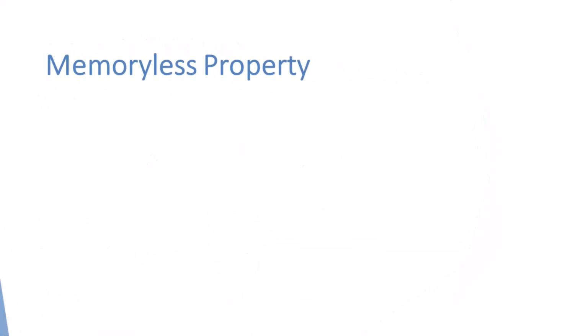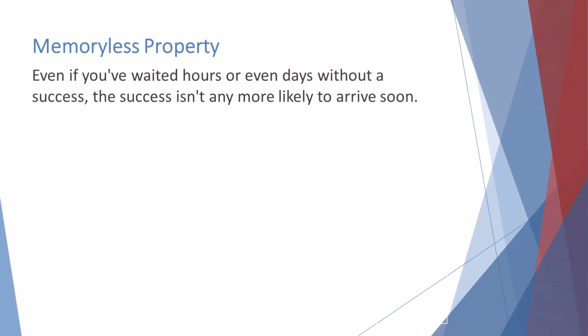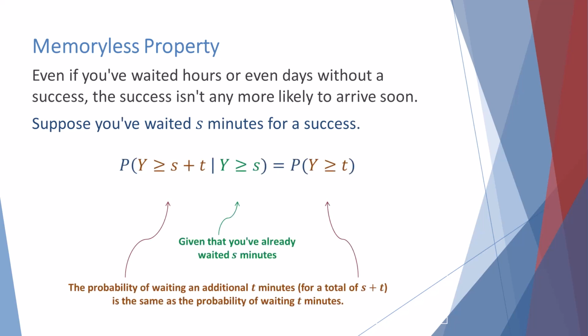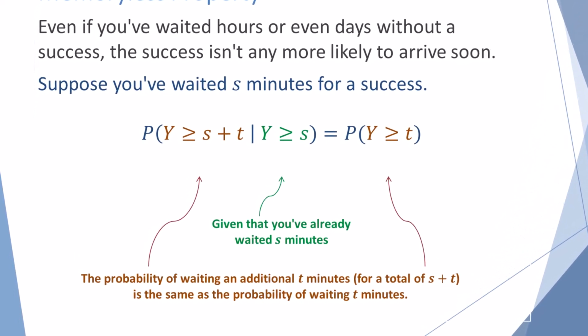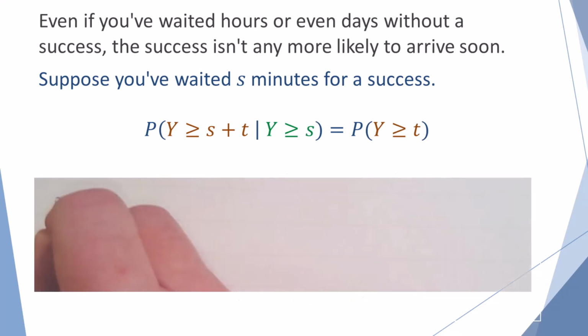One key feature of exponential distributions is a special property called the memoryless property. This states that even if you've waited for hours or even days without success, the success isn't any more likely to arrive soon. Suppose that you've already waited s minutes for a success. The probability of waiting another t minutes, for a total of s plus t minutes, is exactly the same as the probability of waiting t minutes. Now let's take a look at this.